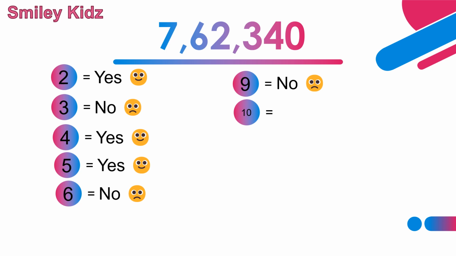Is 7,62,340 divisible by 10? The divisibility rule of 10 is if the last digit is 0, then the number is divisible by 10. So, here the last digit is 0. So, 7,62,340 is divisible by 10.